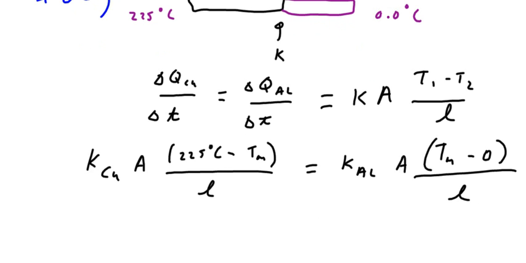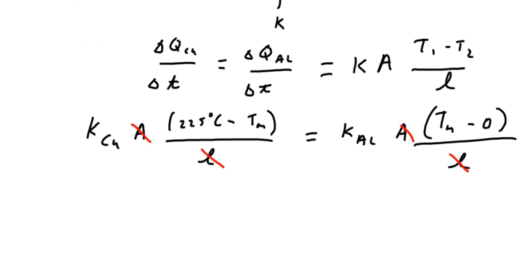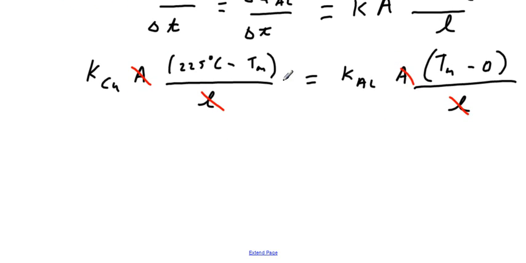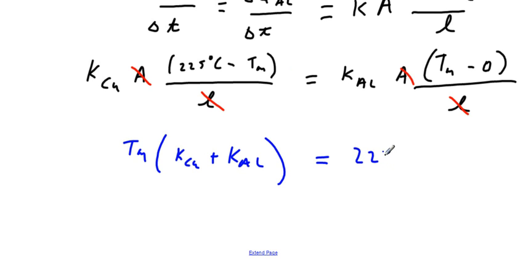All right, well, that makes life a little bit better, I suppose. I look at that and I say, well, gee, I got an A on both sides, I got an L on both sides, and I want to know the equation for temperature in the middle. I wonder if I can do that. Alright, so I got minus temperature in the middle times K_Cu. I put it on the other side of the equation, and I have the temperature in the middle times K_Cu plus K_Al has to equal 225 K_Cu.